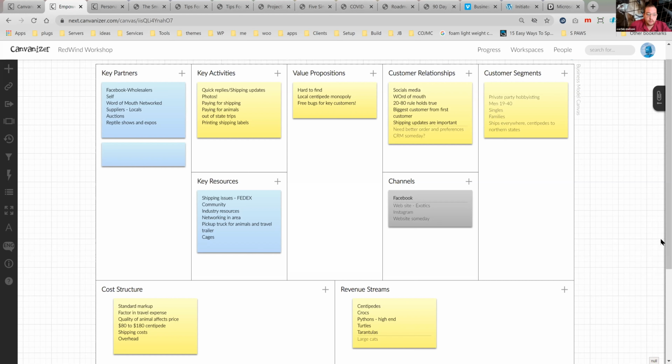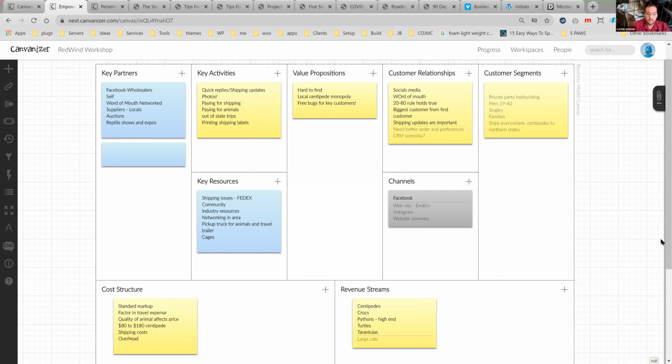Key resources would be the community. A lot of people I've noticed like to fight and argue in my industry. I try to be friends with everyone in the pet trade, because that keeps good relations up. Because if they can't provide the product, they send their customer over to you.